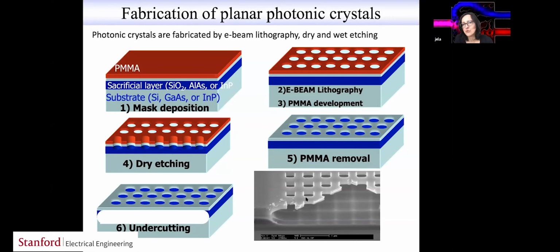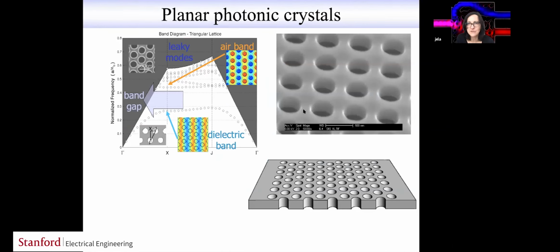But this is if you would like to have full symmetry, which sometimes you want for reasons that we'll explain later. But you can also have it sit on the low index material, and that would also be a photonic crystal, although it would mix some modes. You don't have vertical symmetry.